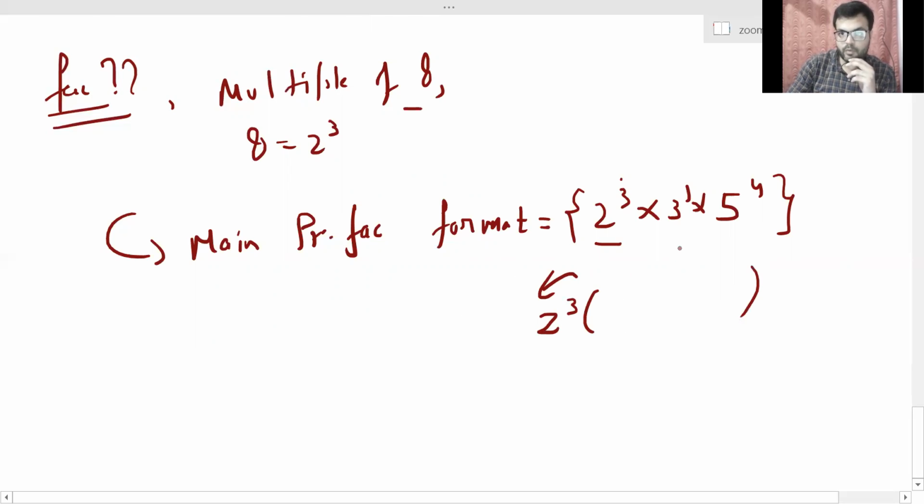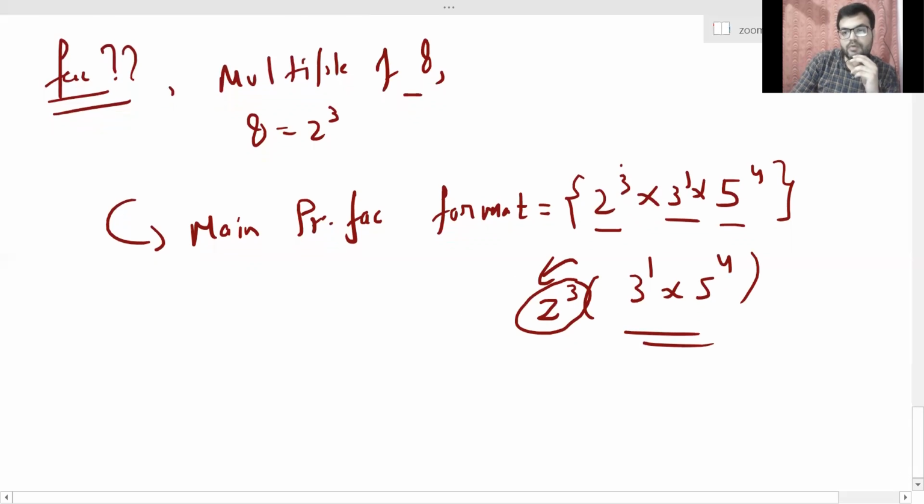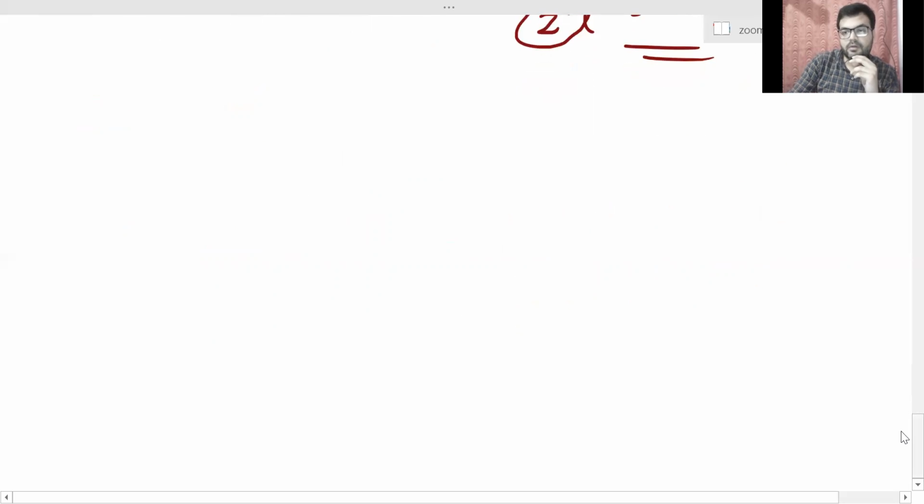So inside the bracket, which 2 prime numbers are left? Only 3 raised to the power 1 and 5 to the power 4. These 2 are left. Okay. So 2 cube. Now, what you have to do, you have to find out again what?